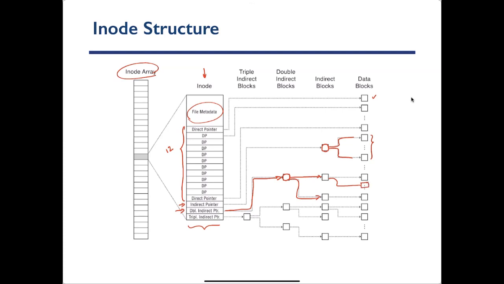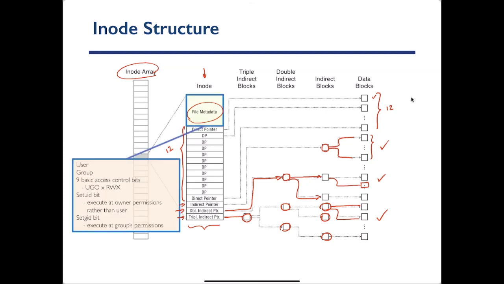So you have two levels. And then a single triple indirect pointer, which points to a single block, which points to double indirect blocks, each one of which points to indirect blocks, which then point to a bunch of blocks. So 12 direct pointers, one single, one double, and one triple.